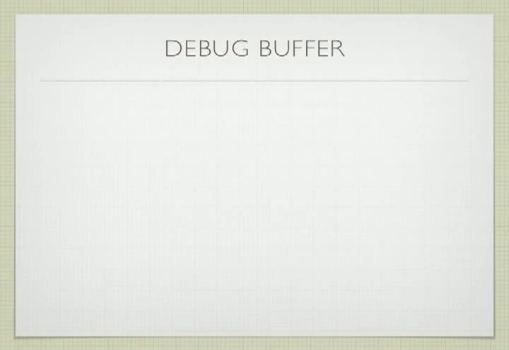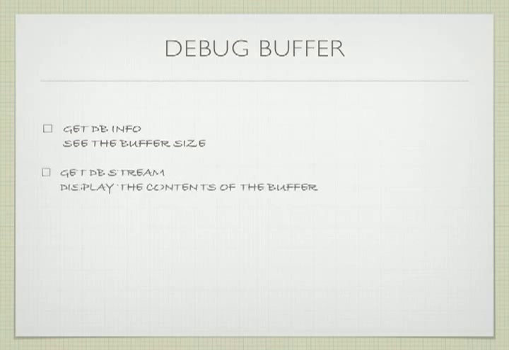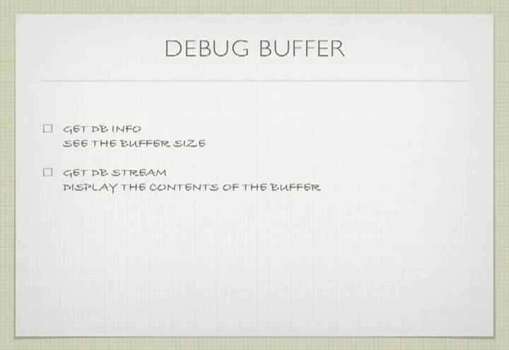So what is the buffer and how do we set it up? Get DB info will tell you the current configured size, how much data can be stored in the buffer. You can allocate different sizes. It can be helpful to make this small so that you don't have tons of stuff to go through. Just capture a little bit of traffic and have that to go. Get DB stream is how we look at what's in the buffer on the console. So get DB stream will pull the current contents of the buffer and view them, or you can redirect them to a file or a TFTP server.